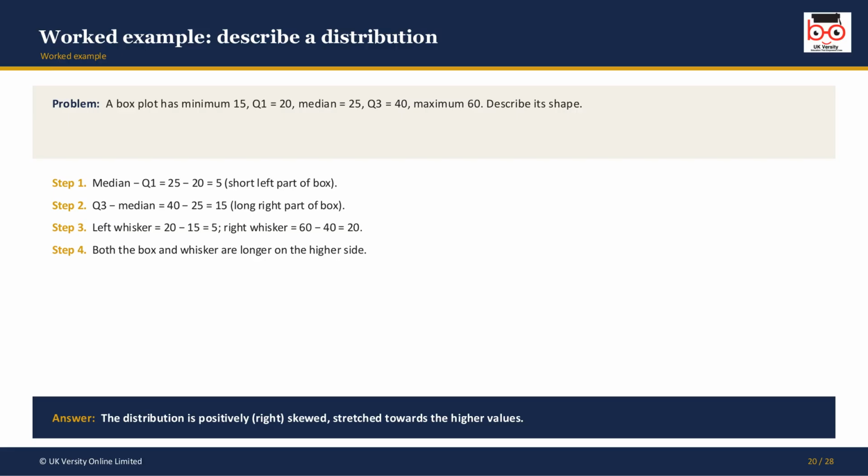Here's a box plot with a minimum of 15, Q1 at 20, median 25, Q3 at 40, and a maximum of 60. Let's describe it. The median minus Q1 is just 5, a short left side of the box, while Q3 minus the median is 15, a much longer right side. The left whisker is 5 and the right whisker a full 20. Both the box and the whisker are stretched towards the higher values, so this distribution is positively, or right, skewed.